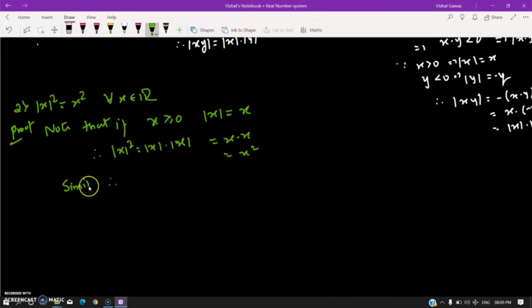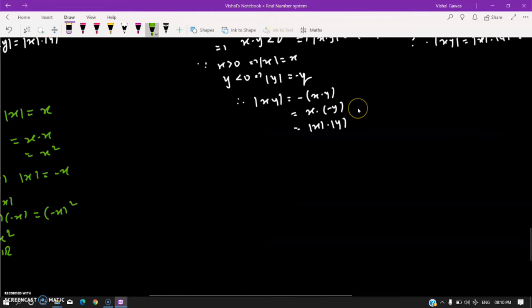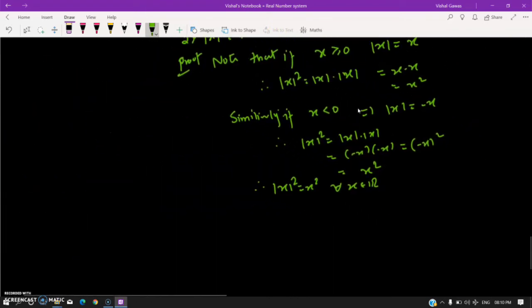Similarly, if x is less than 0, this would imply that mod x would be equal to negative x. Therefore, mod x square would be nothing but mod x into mod x again, but this is negative of x, this is also negative of x, negative of negative would be positive, this would be nothing but negative x squared, which is x squared, right? Therefore what we get is mod x square is x square for every x in R. That takes care of the second property. Let's look at the third one.